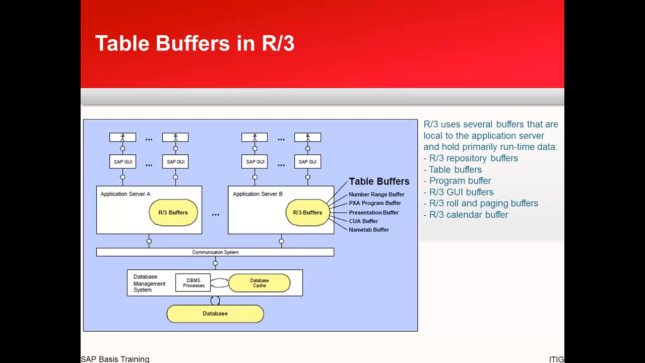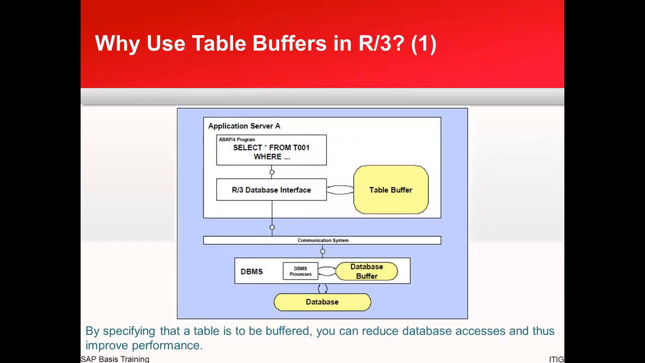Okay, here in this pictorial diagram, you can see that this is a user using GUI to connect to app server 1, and this user is trying to connect to app server B. This has the R3 buffers. This also has its own R3 buffer. This is a communication system, and here you can see that at this layer we have the database management system. This is the DBMS process. This is the database cache, and this is your database. Okay, so let's go to the next slide where we are showing the details.